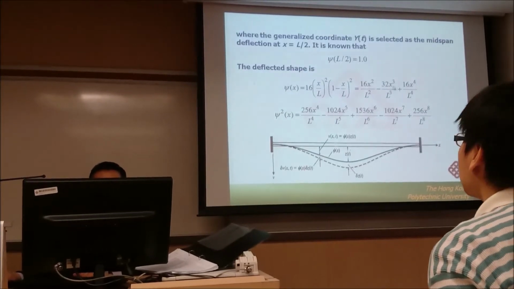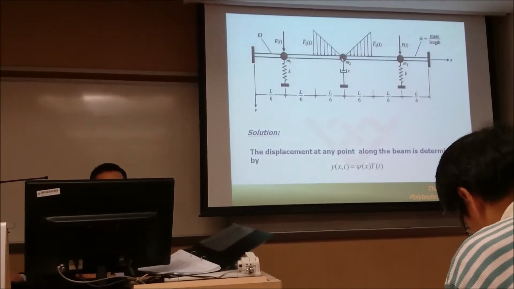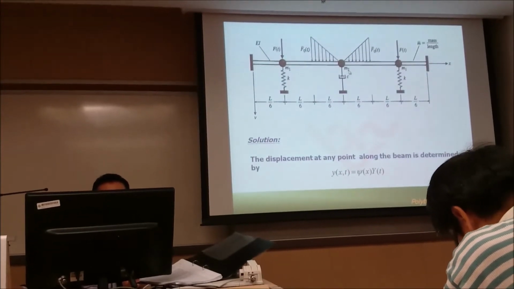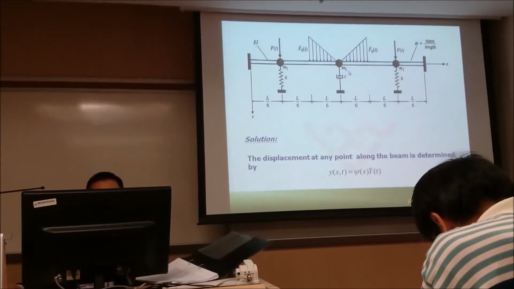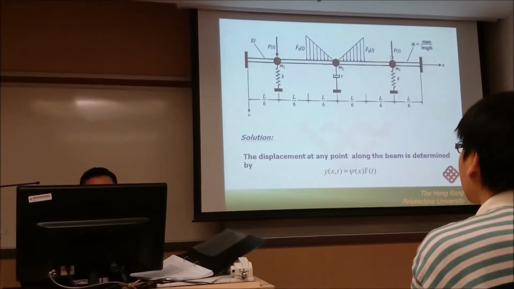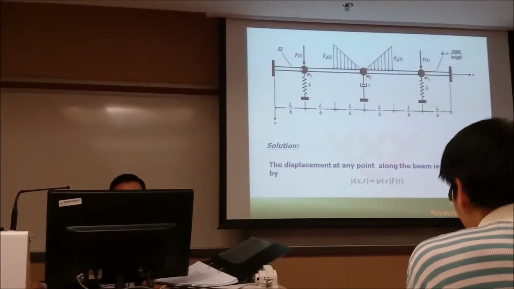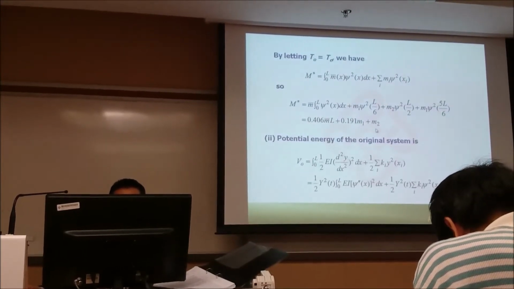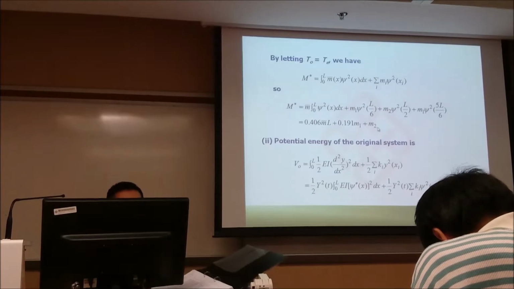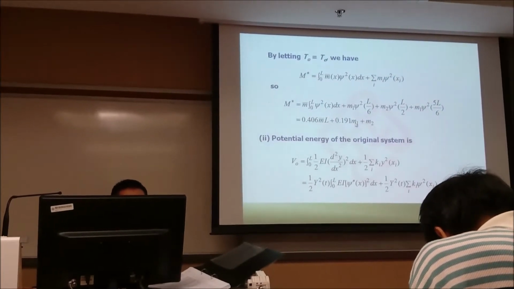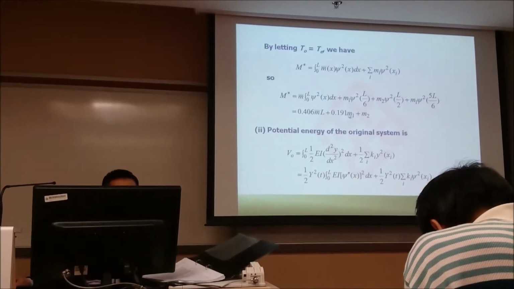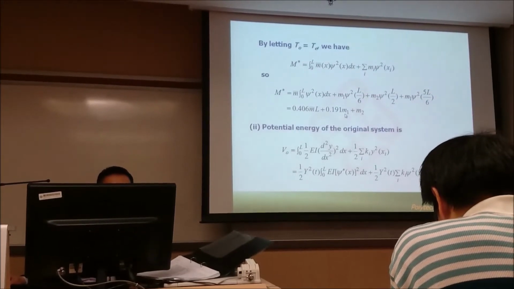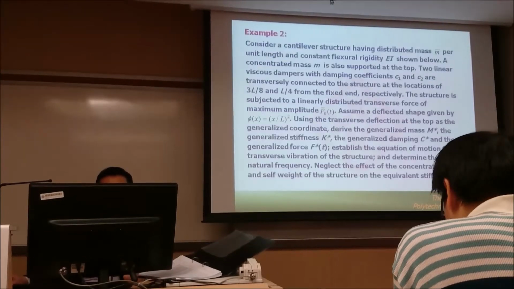Similarly, because M2 is at the generalized coordinate location, the contribution to the generalized mass from M2 must be just M2. But the contribution from 2M1 will be different from M1, because M1 is not located at the generalized coordinate location. So you can check: M2 is just equal to M2, but the contribution of 2M1 is not equal to M1.